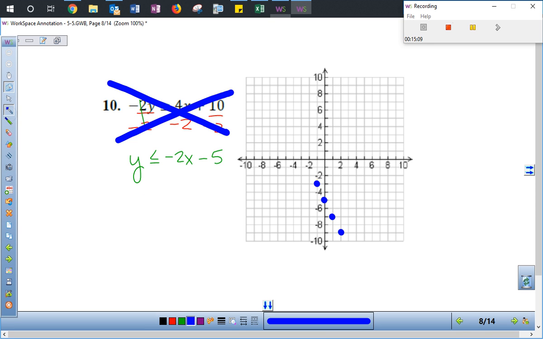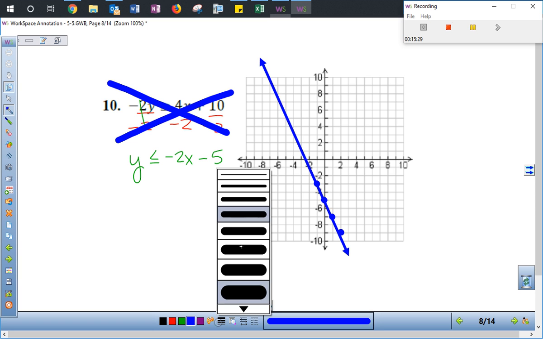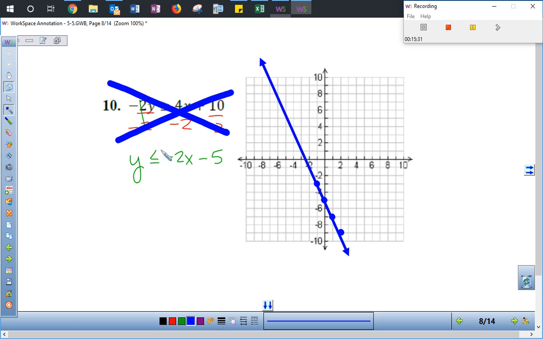Now I want to connect. Now notice it's a less than or equal to symbol, so it's going to be a solid line all the way through. And I want to shade. Let's see if we can figure out where to shade now without substituting in an ordered pair. Now this says it is less than or equal to. So less than or equal to means I want to shade below my line.